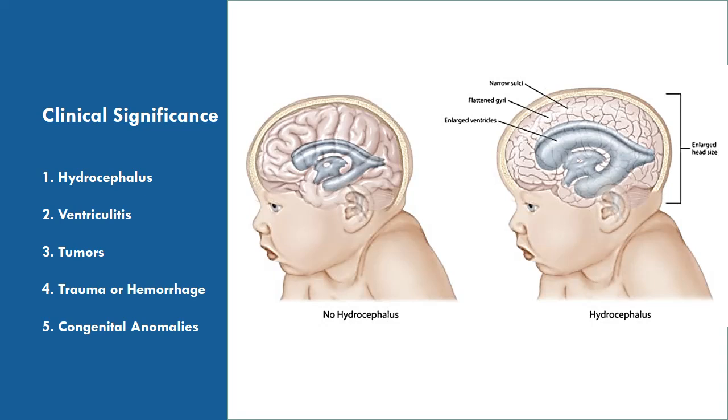Number 2, ventriculitis. It is an inflammation of the ventricles due to infection. Tumors in the ventricles such as choroid plexus papillomas can affect CSF production and flow. Trauma or hemorrhage can lead to ventricular compression or blood in the ventricles, disrupting CSF dynamics. Congenital anomalies include Dandy-Walker malformation, where the fourth ventricle is enlarged due to incomplete development of surrounding structures.